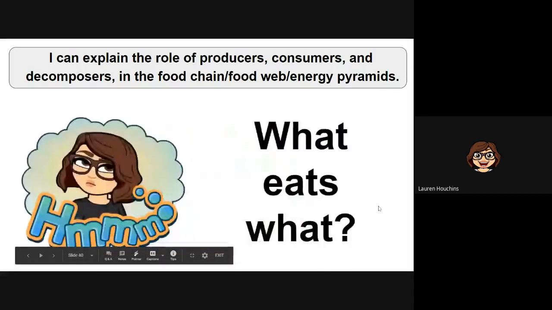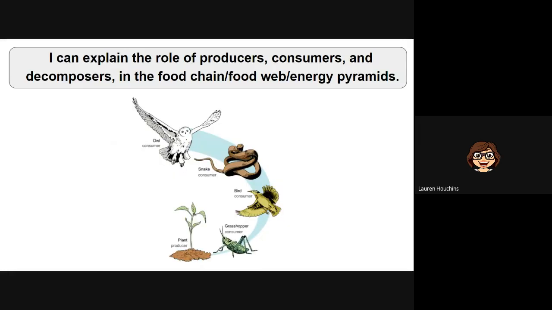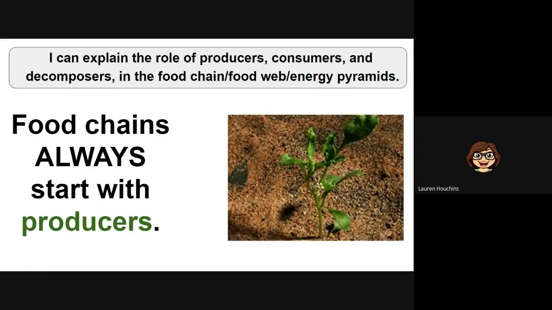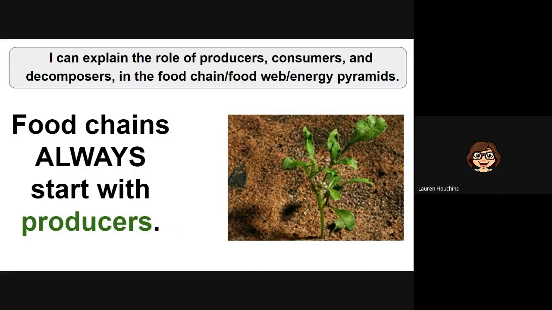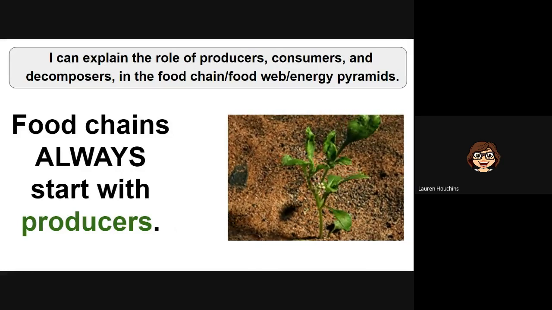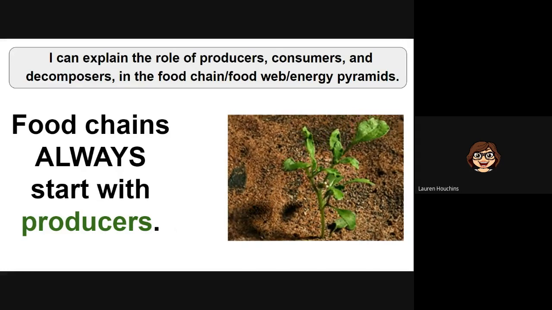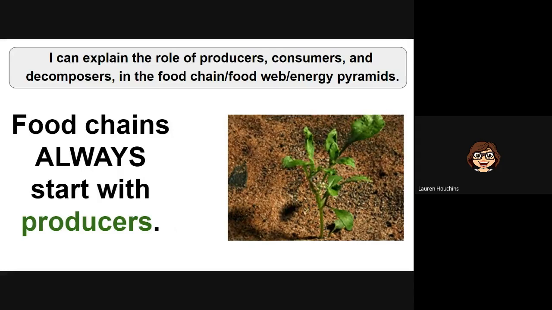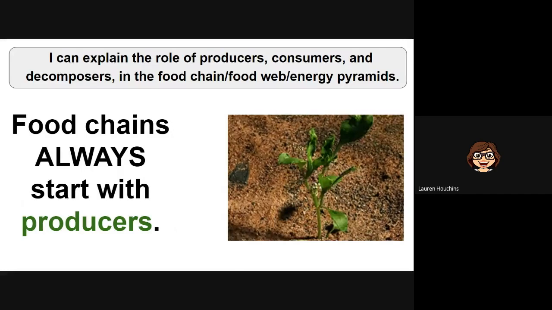All right. So, just like she said in our video, when we think about food chains, we have to think about what eats what. So a food chain always starts with producers. Now we know that those producers get their energy from the sun, but a food chain is always going to start with some kind of producer, whether it be a plant, a flower, a tree. It's always going to start with some kind of producer.